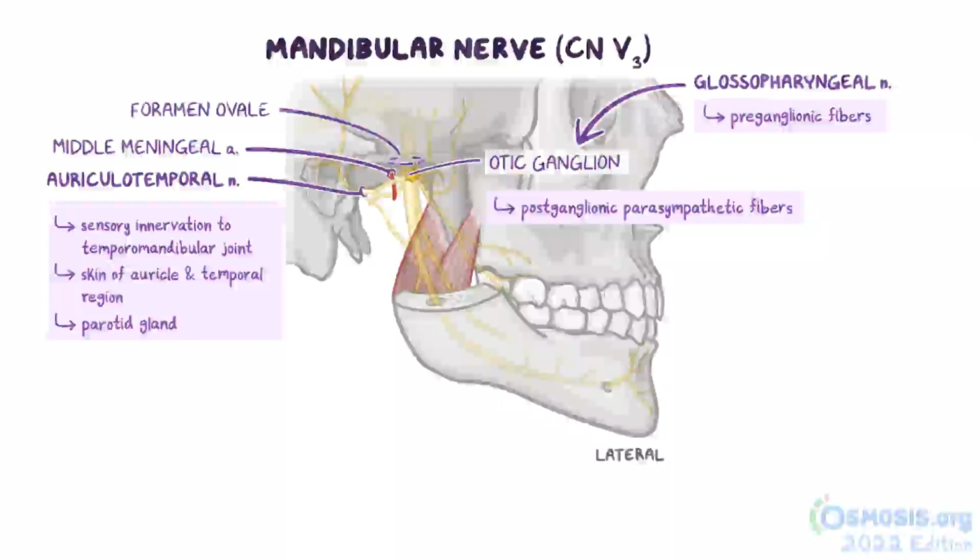From the otic ganglion, the postganglionic parasympathetic fibers reach the parotid gland by hitching a ride along the fibers of the auriculotemporal nerve. Talk about cranial nerve teamwork!